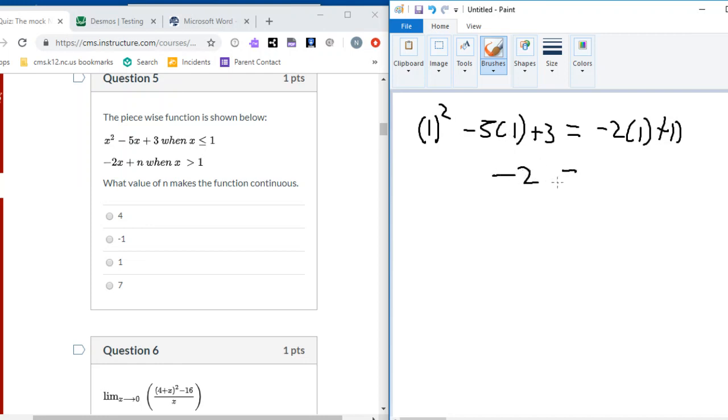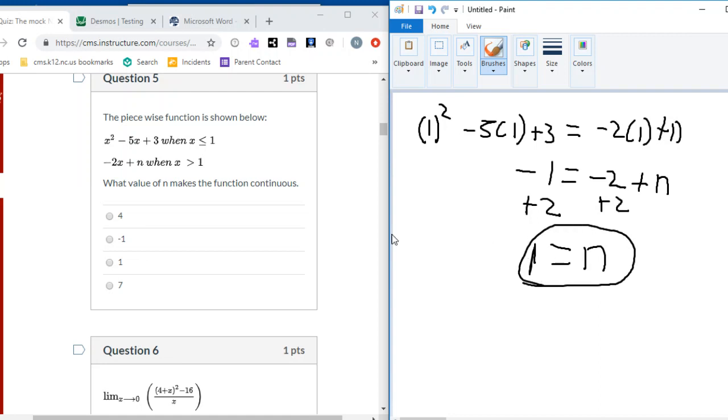So let's evaluate. Wait, 1 squared is 1. Minus 5 is negative 4. Plus 3 is negative 1. Sorry about that. Which is equal to negative 2 plus n. I add 2 to each side. Negative 1 plus 2 is positive 1. That's equal to n. And I've solved for n.